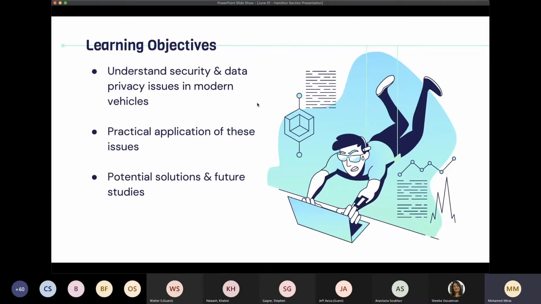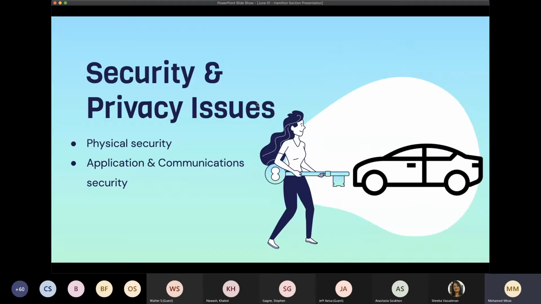So next, a quick overview of what this presentation entails: we're going to be touching on and understanding security and data privacy issues in modern vehicles, as well as touch on practical applications and potential solutions. So no pun intended, this is about breaking into your car. We've broken down security and privacy issues into physical security and applications and communication security.